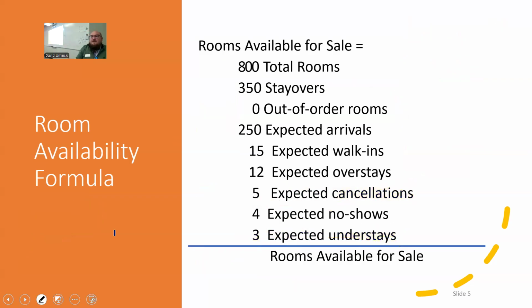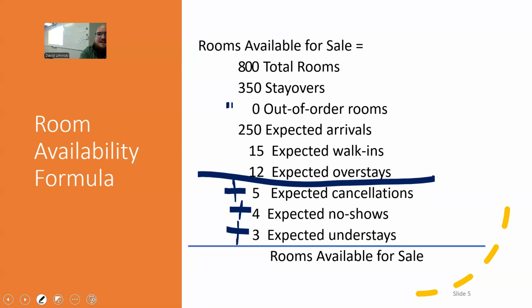All right, so here we go. This one, I think, is all mixed up. Nope, I guess this one's still not mixed up. I don't know when I was going to mix them up. Maybe it's on the homework that I mixed them up for you. Cancellations, we still add no-shows and understays. Subtract all of these.